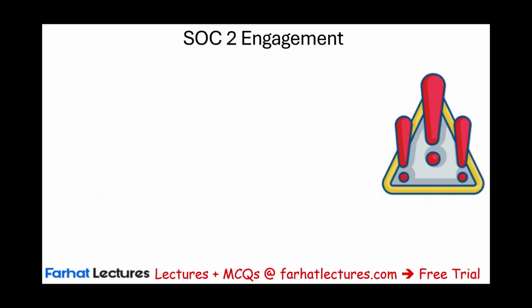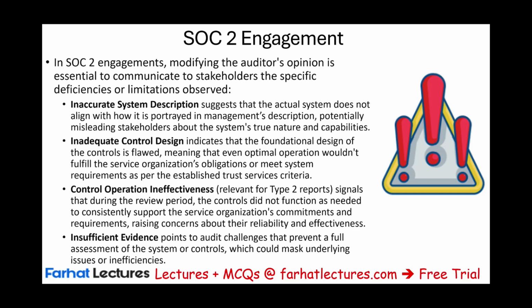In a SOC 2 engagement, basically the same thing. We could have an inaccurate system description, but you want to understand SOC 2 deals with trust services criteria. Same thing. We could have a type 1 about the description. We could have a type 2, but type 2, inadequate control design as per the established trust services criteria. This is type 1. Those two are type 1.